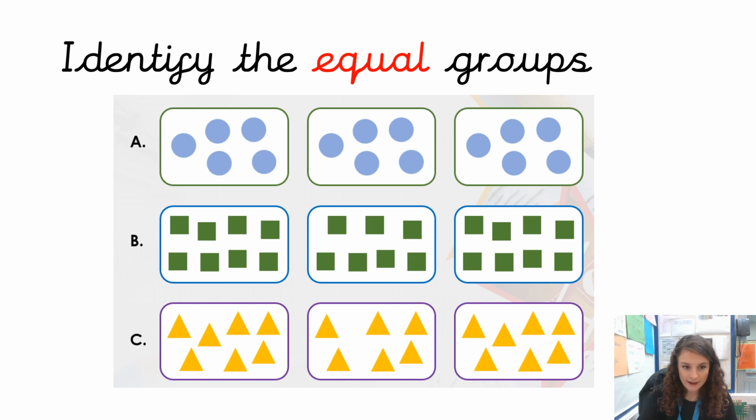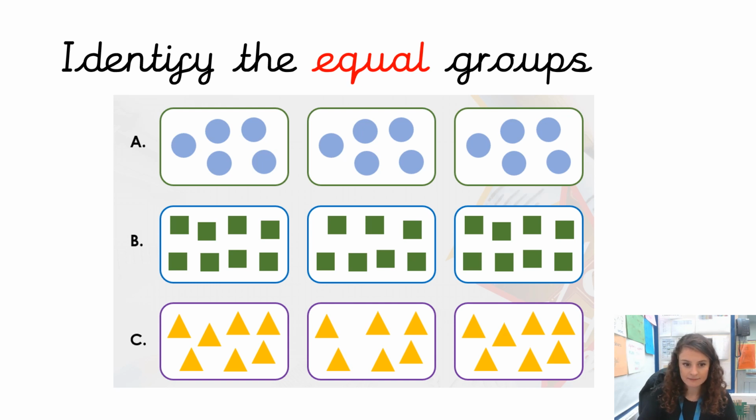B has got 1, 2, 3, 4, 5, 6, 7, 8 in the first group. 1, 2, 3, 4, 5, 6, 7 in the next group, and 1, 2, 3, 4, 5, 6, 7, 8 in the last group. That's not showing equal groups because not all 3 groups have got the same amount in.